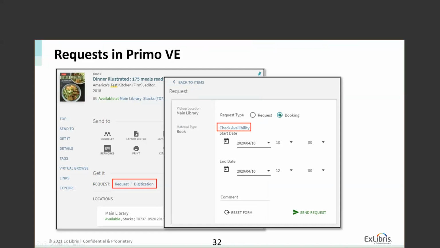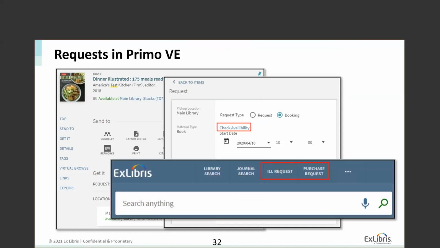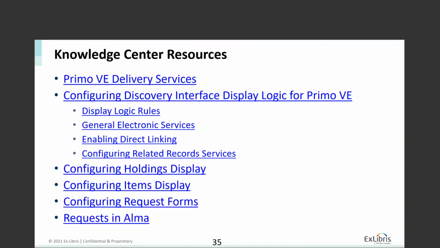See how this could be either a request or a booking. So when it's a booking, you're checking availability, you're putting in the amount of time you need the resource. And then this is sent to the request and the library handles it. It's also possible to create links in the main menu that opens up blank request forms for resource sharing and purchase requests. Let's go into Alma and see how these are configured. Okay, oops.